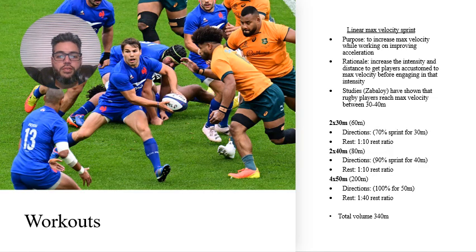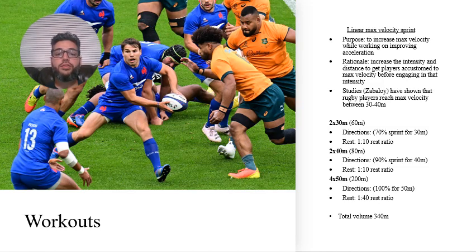Now, in terms of different types of workouts, we're looking at a study by Zabaloy that showed that rugby players typically reach max velocity between 30 to 40 meters. So having them sprint for around that distance and even more at a high rate at max velocity is going to be very important for them, not only to reach it or have enough time to reach it, but to be able to sustain it as well.